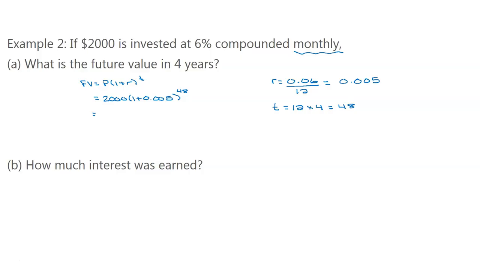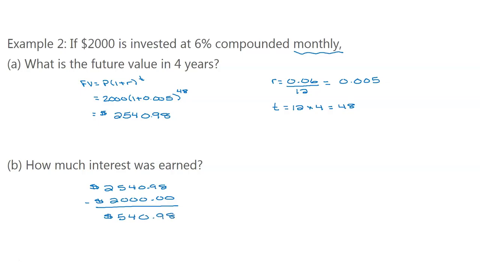Now putting that in the calculator, you should get a value of $2,540.98. Now part B wants us to determine how much interest was earned. Well, if we take the future value that we just found and then subtract the original investment, which was $2,000, I'll get how much interest was earned, which is $540.98.